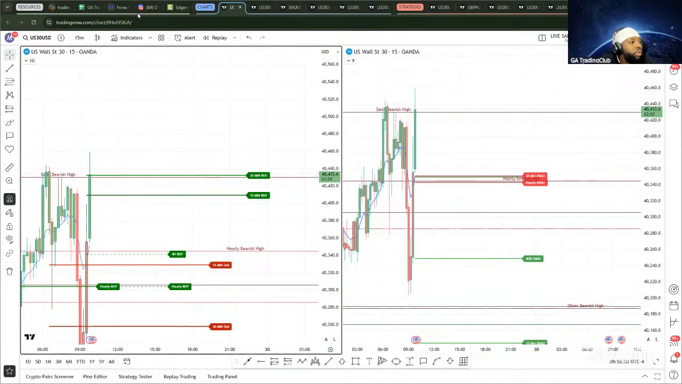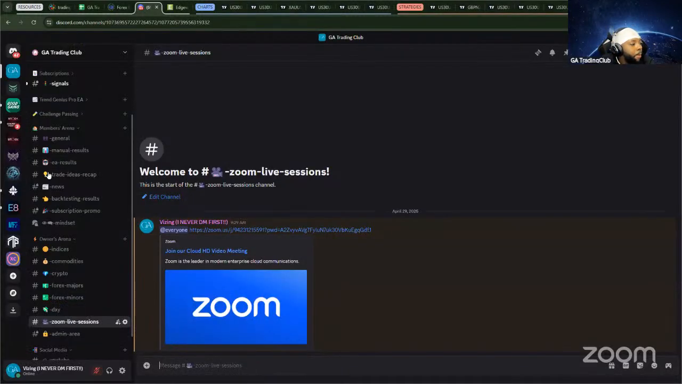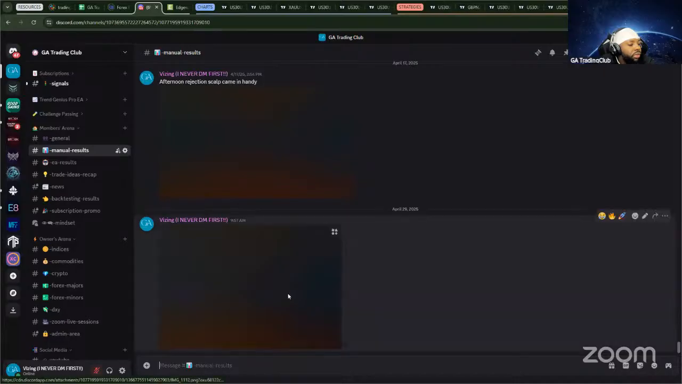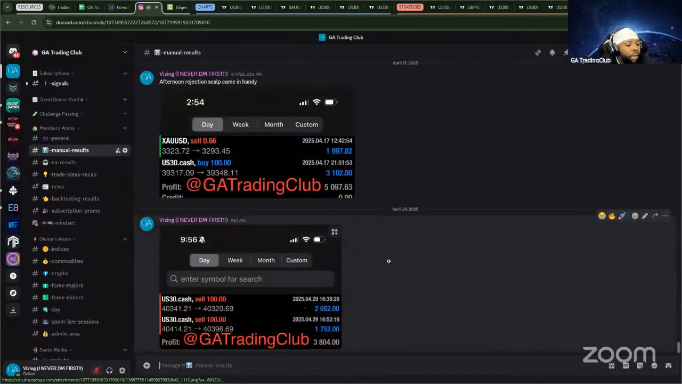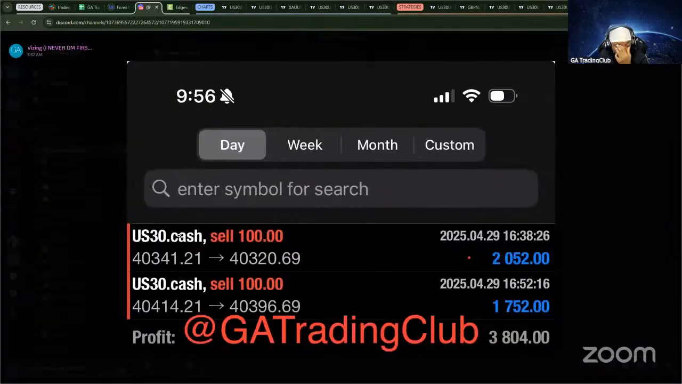All right, so these are my trades for the day. This first trade is the one I took when I was having trouble starting the live session. I took it based off of an hourly EMA rejection, so it was a rejection scalp as well. You can see I normally trail my profits here. The second one is the one we just took, which was the 15-minute SAR rejection scalp.